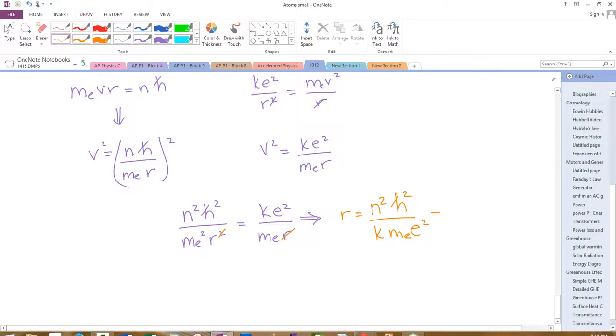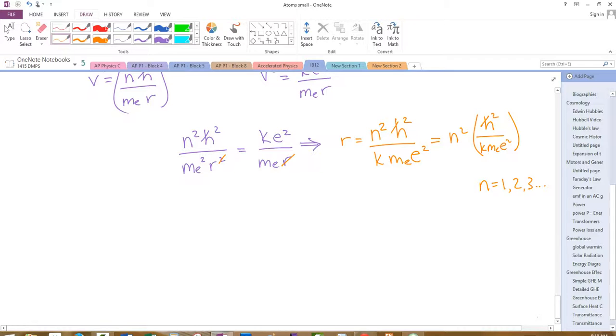Because here, you could rewrite this as n squared times this constant, h bar squared over k e squared. Now n is going to be equal to 1 or 2 or 3, and so on. But if n isn't an integer, then this is not a stable orbit. If we set n equal to 1, that is the smallest orbit, right? That makes sense.